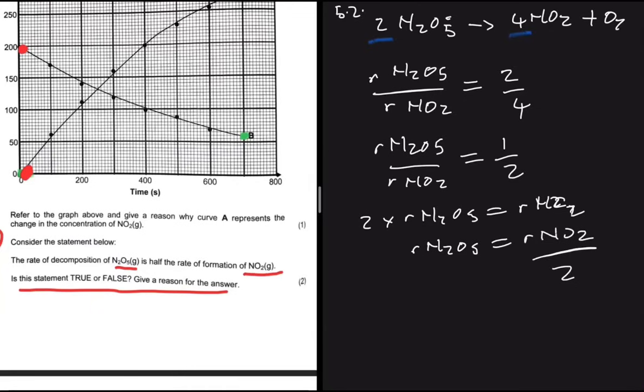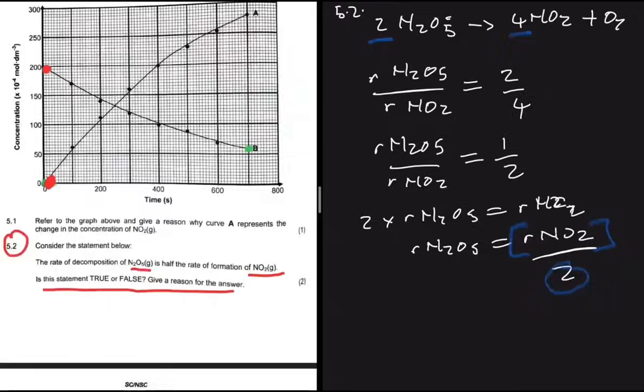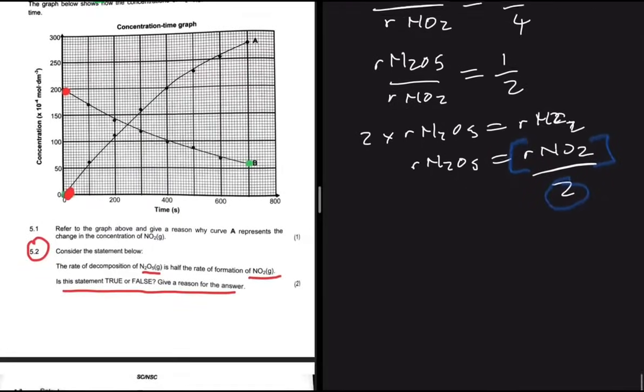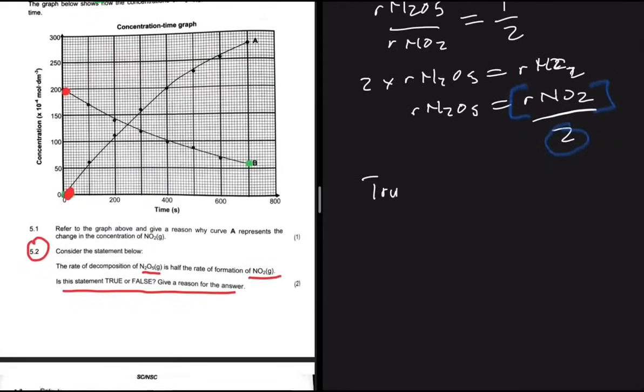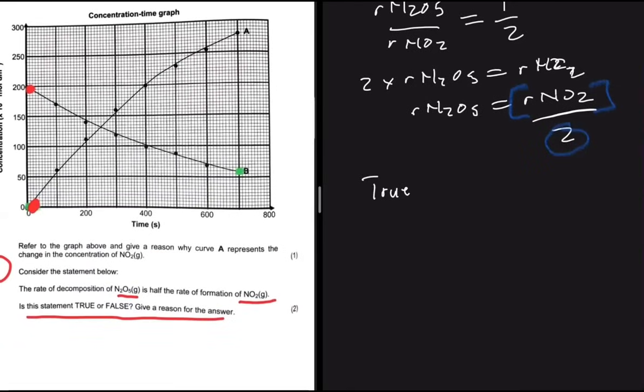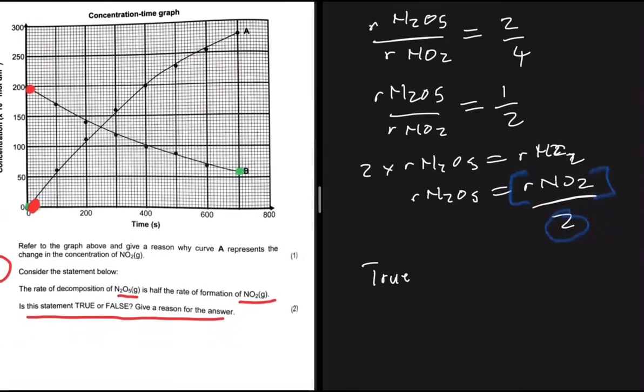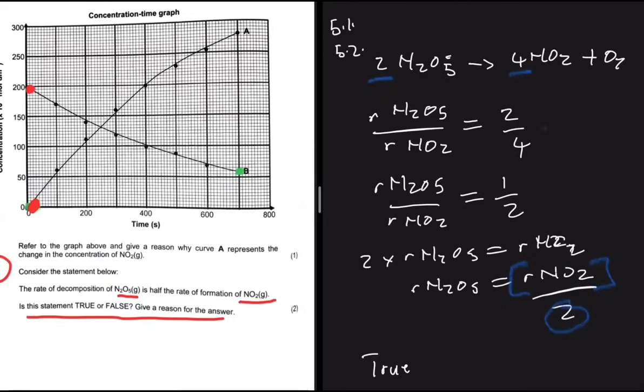It is clearly half the rate of NO2. So our answer here is definitely true. The rate of decomposition of N2O5 is half the rate of formation of NO2. Right, you can see from what I'm proposing here that to find the rate of the other, while you have the rate of one, you can use the ratio of the balancing coefficient.